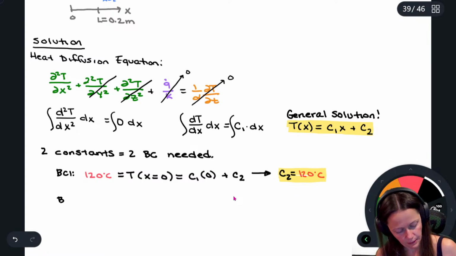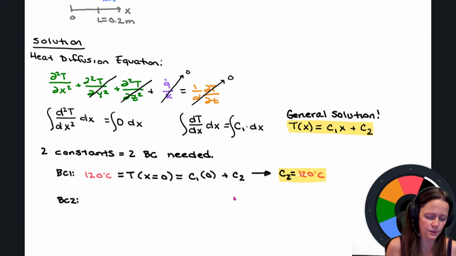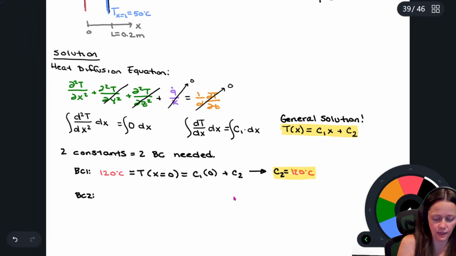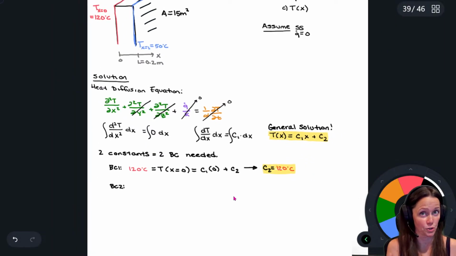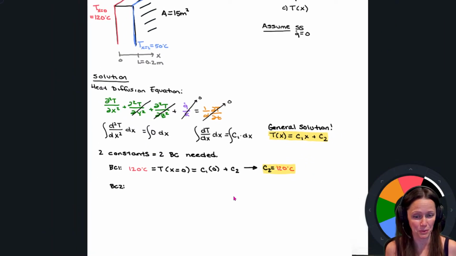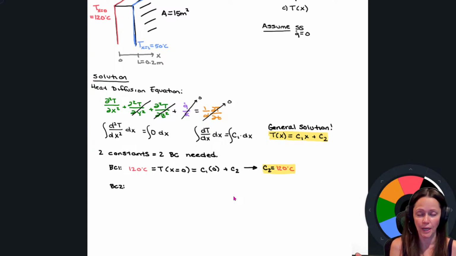All right, second boundary condition. And notice, it may be working from left to right, maybe that's why I picked that 120. But anytime that you've got a boundary condition where something is equal to 0, whether it be the coordinate or the fact that heat transfer is 0, apply that boundary condition first, because then your math is going to work out much better.